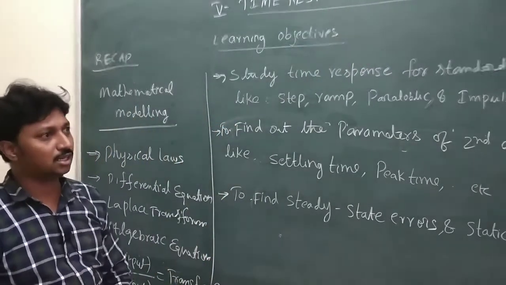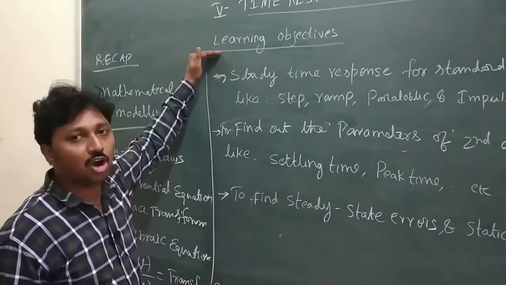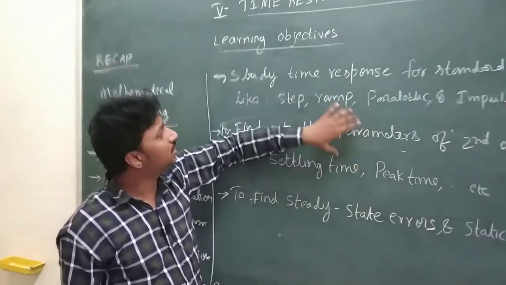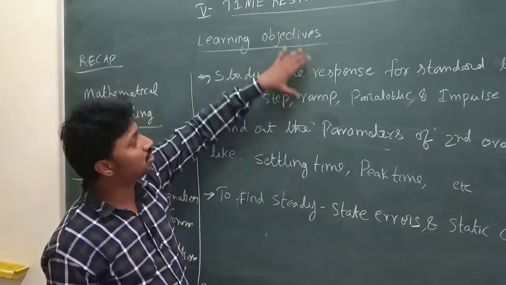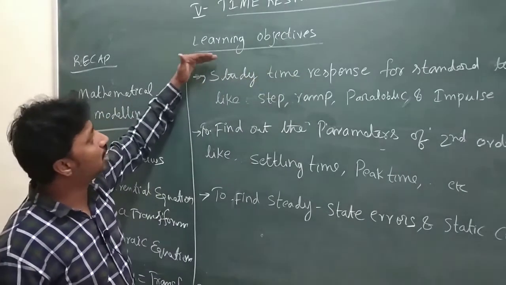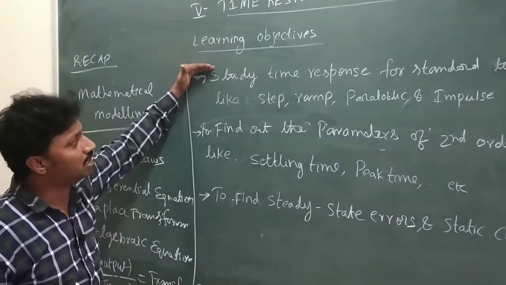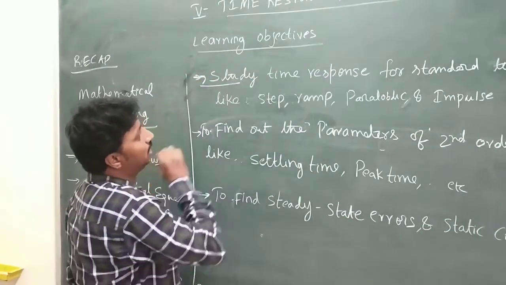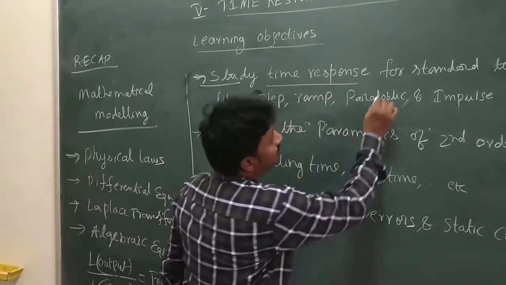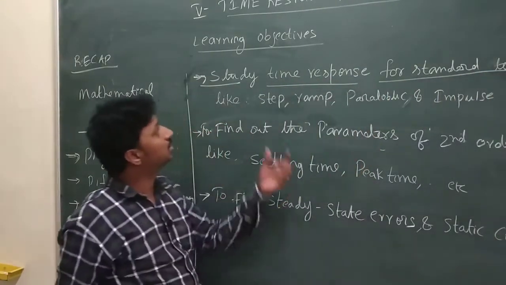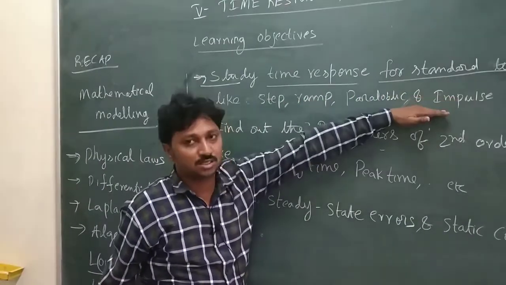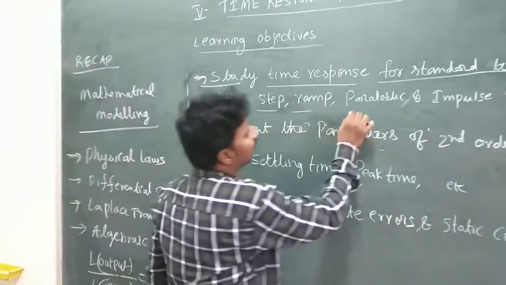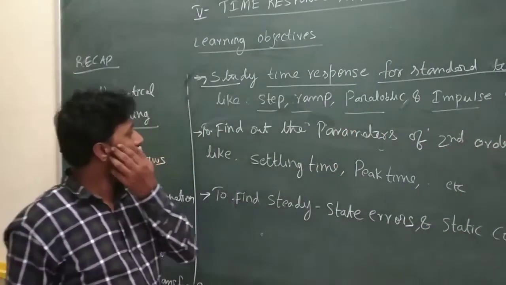Let us see the learning objectives of this time response analysis. These are the learning objectives of this entire unit. The first objective is that at the end of this lesson, you will be able to study the time response for standard test signals. The test signals are the step signal, ramp signal, parabolic signal and impulse signal.